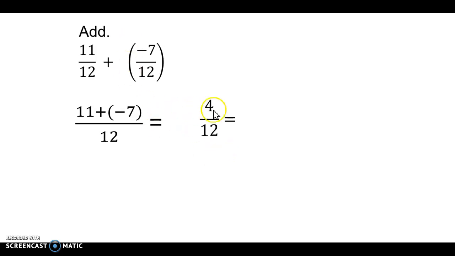Then we look over here, 4 over 12. That can be simplified. So what can we take out of 4 and 12? We could take a 4 out. So if we divide by 4, we end up with 1 over 3.